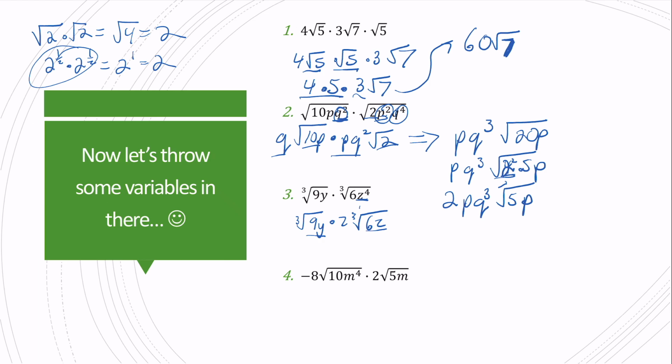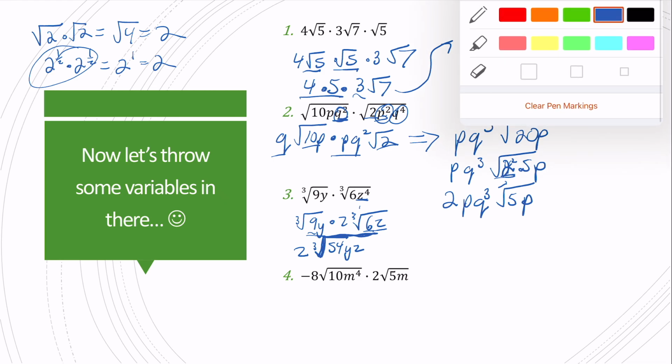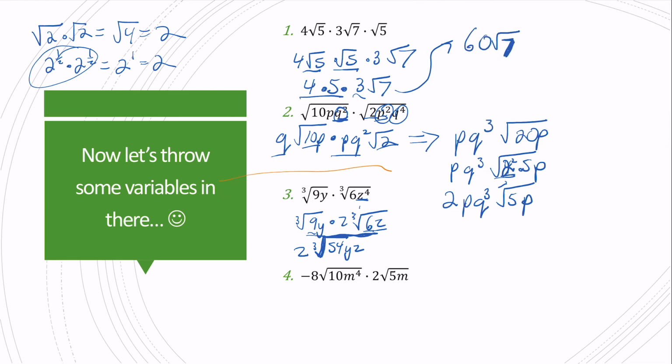So I've got 9 times 6, which is 54. So I'm going to have z cube root of 54yz. And we already found the cube root of 54. We know there's a 3 hiding in there because, sidebar, 54 is 27 times 2, and 27 is 3 cubed.